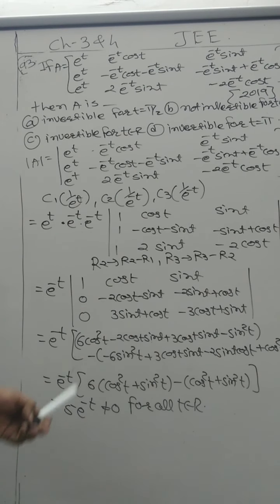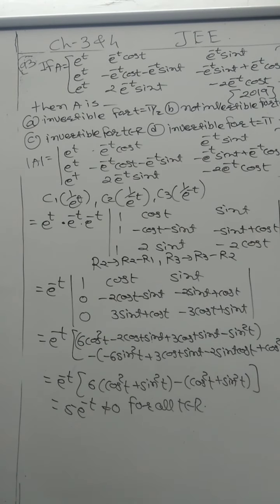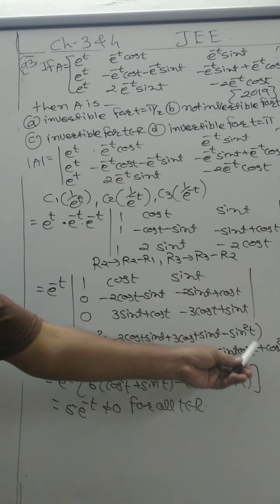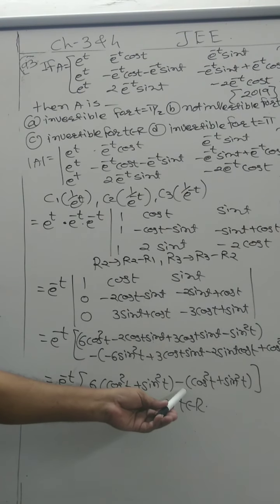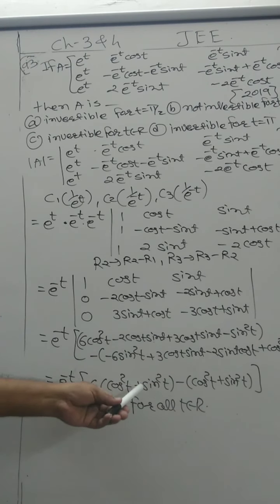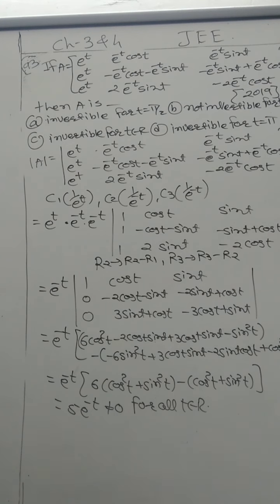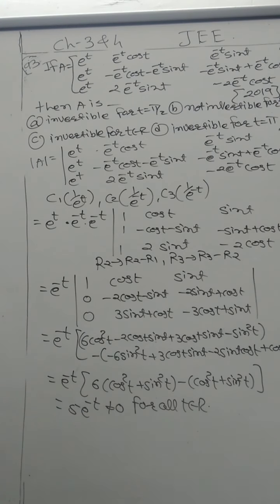When we simplify, only cos square t and sin square t terms are left. 6 in bracket cos square t plus sin square t, and sin square t cos square t with negative sign is left. So here this is 1, this is also 1, 6 minus 1 is 5. So 5 e raised to minus t is not equal to 0 for all t belongs to R.